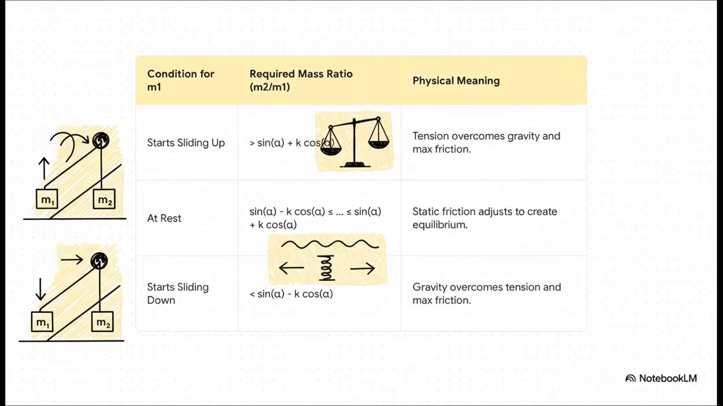So here's the big reveal, the main takeaway. The condition for being at rest isn't one single magic number. It's a whole range of possibilities. If your mass ratio is bigger than that first value we found, M1 slides up. If it's smaller than the second value we found, M1 slides down. But for any ratio that falls in between those two extremes, static friction is perfectly happy. It just adjusts its strength to whatever is needed to keep the whole system perfectly balanced and perfectly still.